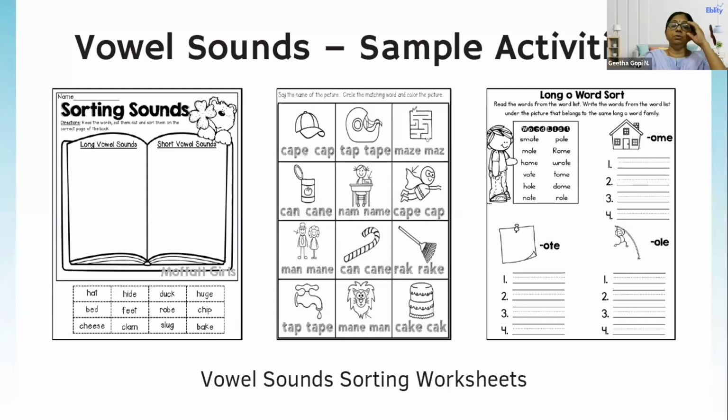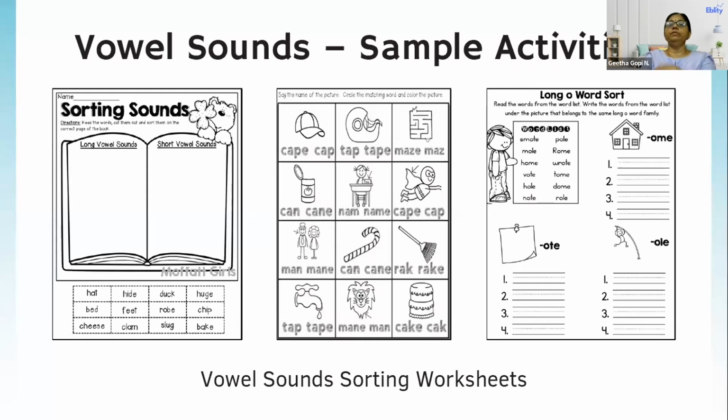Sometimes it's a short vowel word which matches with the picture. Sometimes it's a long vowel word. And so again, using worksheets where they can differentiate between the short and long vowel actually helps strengthen their phonetic blending and segmenting skills. And using word families. For example, here it's all long O, but then you've broken them up in the word families, the right-hand side, the OTE words, the OLE words, OME words, and so on. So again, categorizing them according to word families.